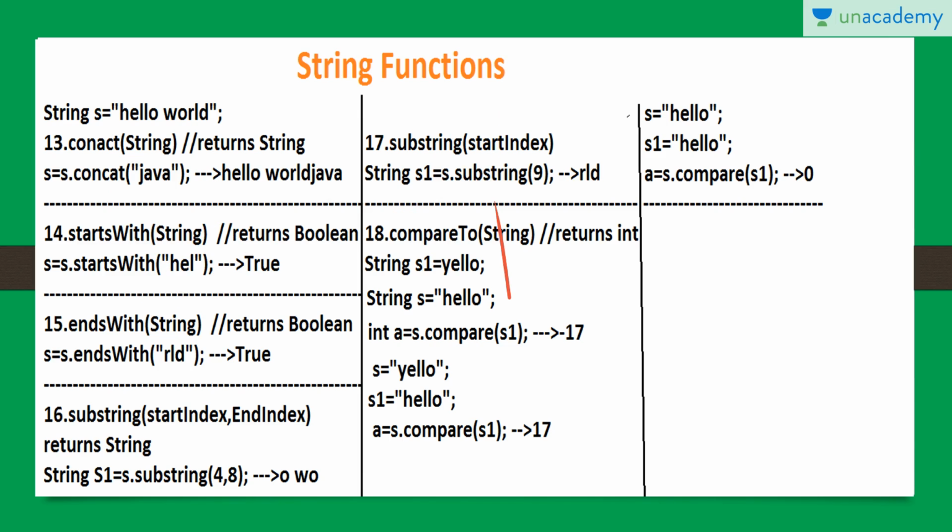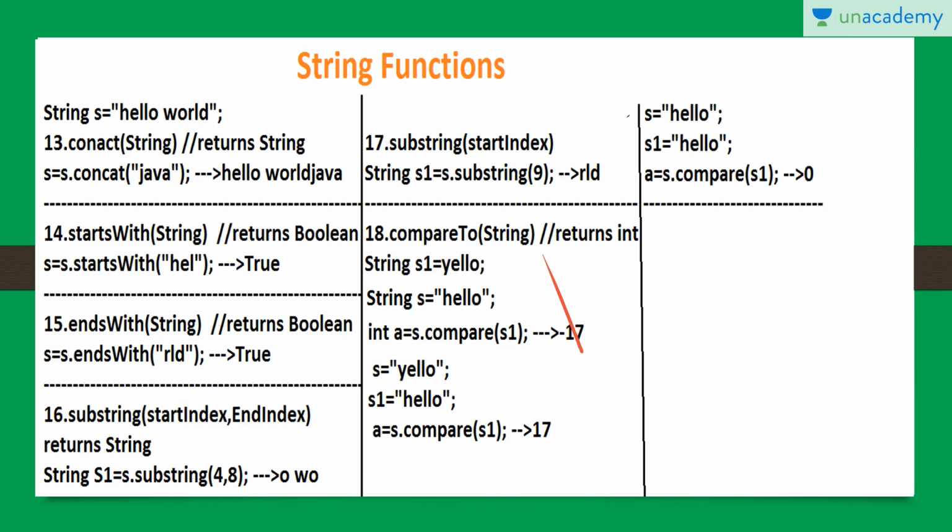If s is first, then the character of s will be written first, minus the character of s1, which is y. So basically h minus y. Why? Because s is first, we have written s here, so it will first take the character of s, which is h, and then minus the character of s1, which is y. So the ASCII value of h minus the ASCII value of y. We know that the ASCII value of y is greater, so h minus y will give us a negative result.